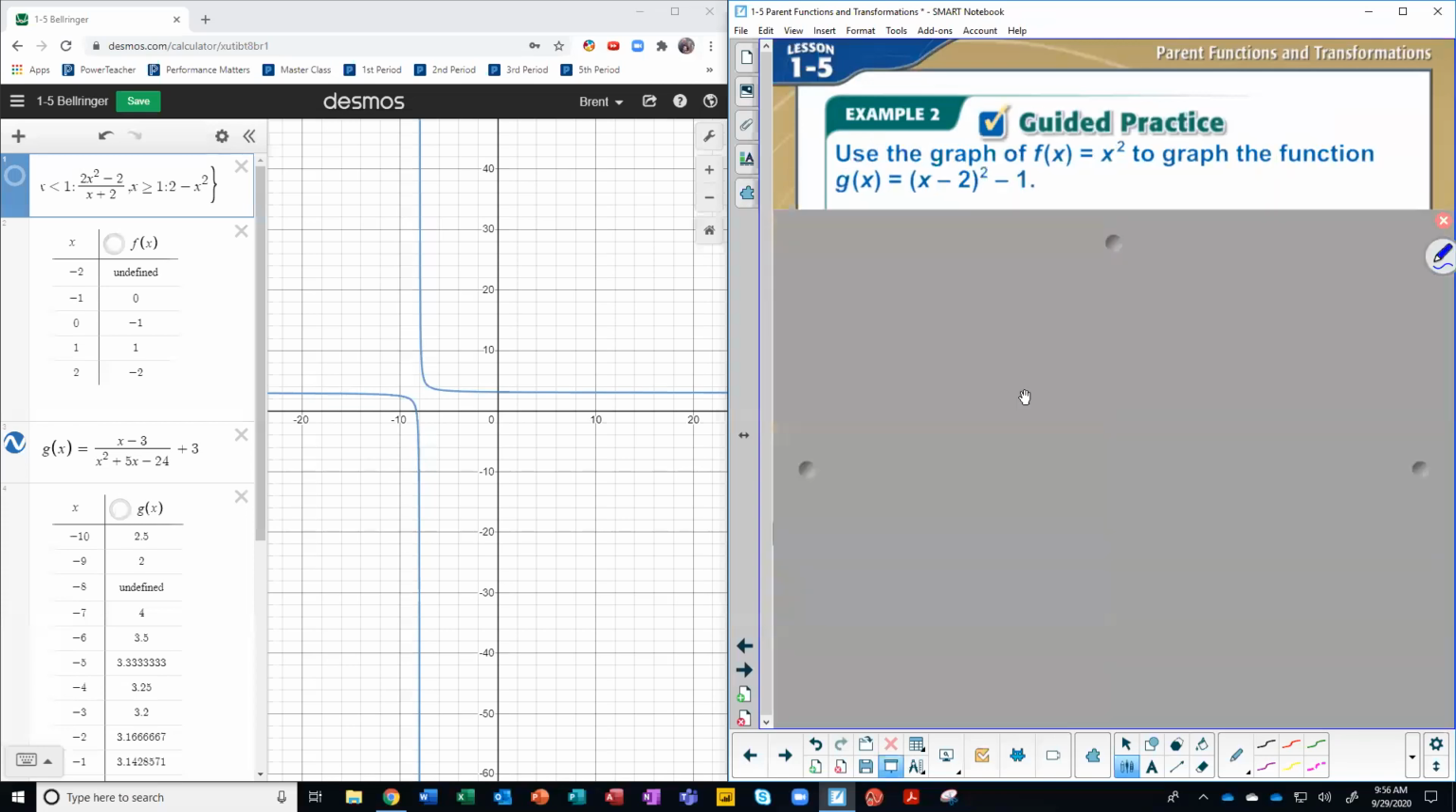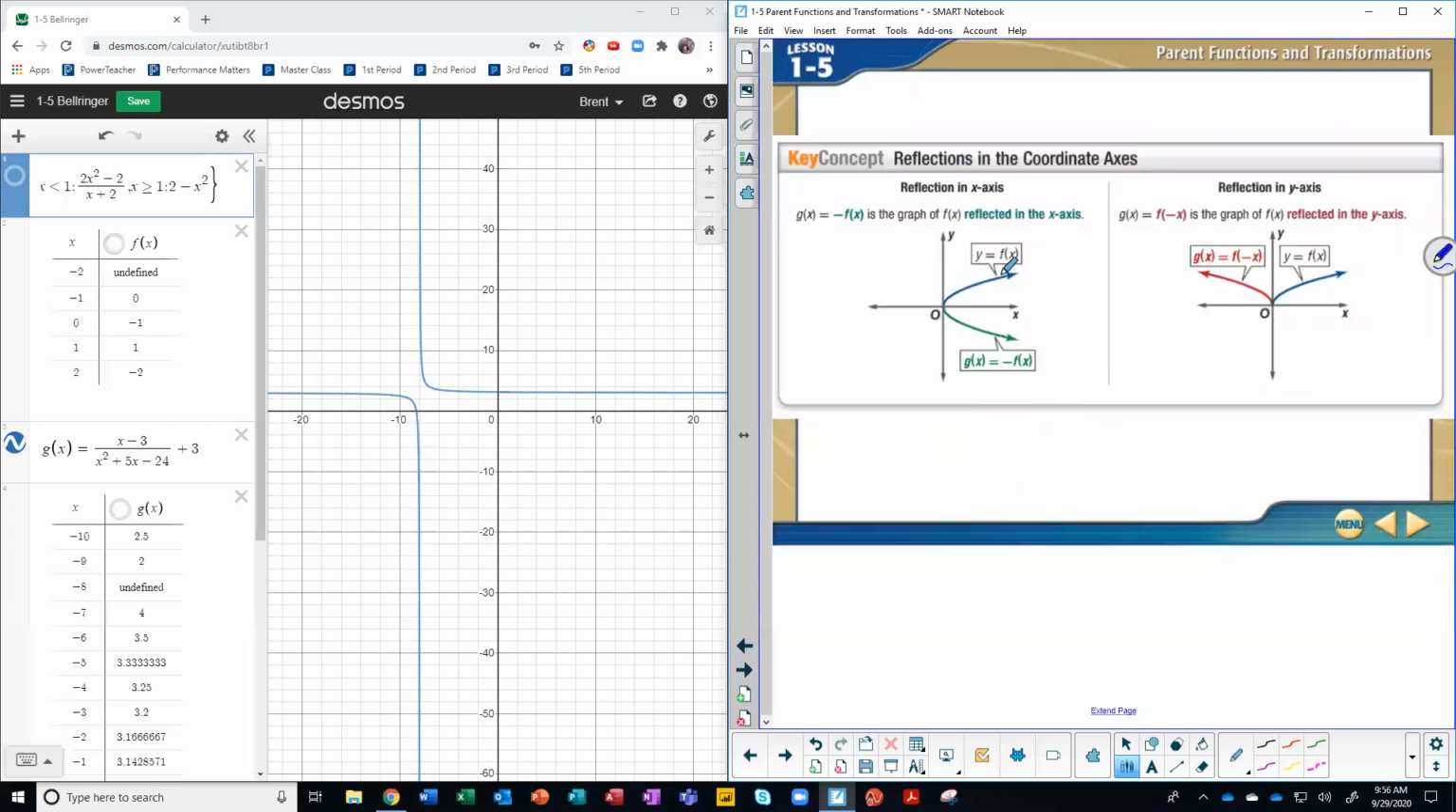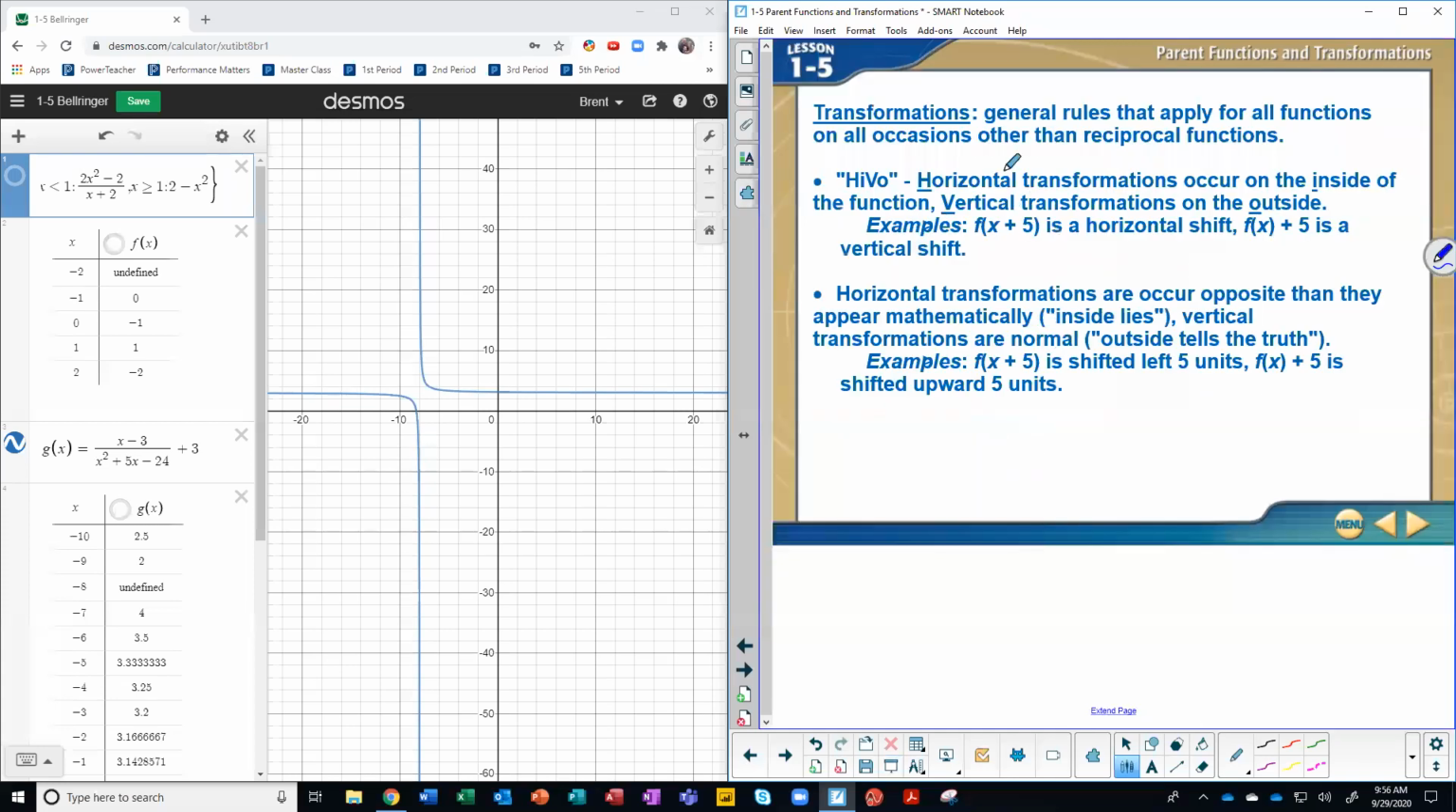Then as the lesson goes on, you're going to learn that we can reflect things. So from the first quadrant to the fourth, a vertical reflection, that's outside, or a horizontal reflection, something to the right goes left. What you'll see that's consistent is if a transformation is occurring on the outside of the equation, it's always vertical. If it's on the inside, it's going to be horizontal and it's going to lie. So those are 2 rules that I skipped over right here.